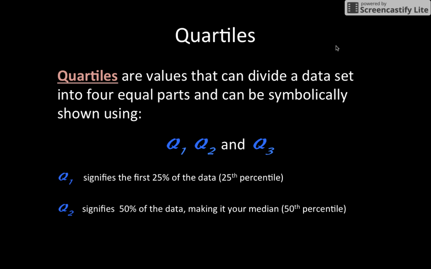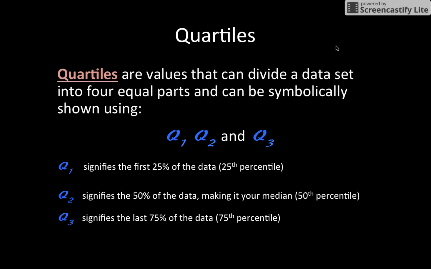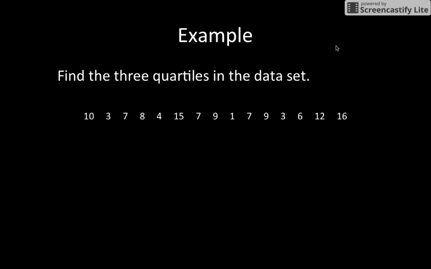Q sub 2 signifies 50% of the data. It's the 50th percentile. What makes it easier to remember is that it's your median. Q sub 3 signifies the last 75% of the data. It's the 75th percentile.